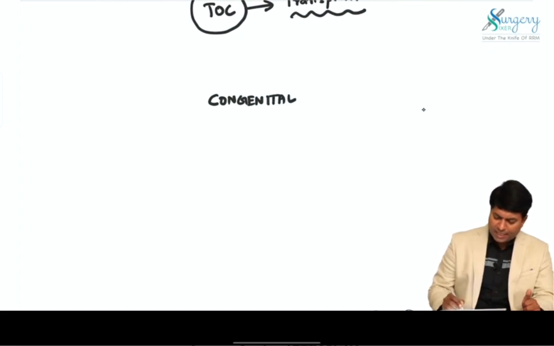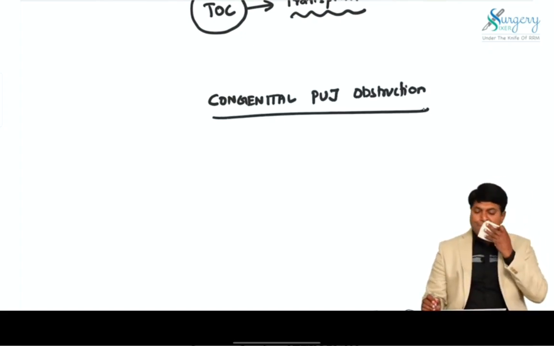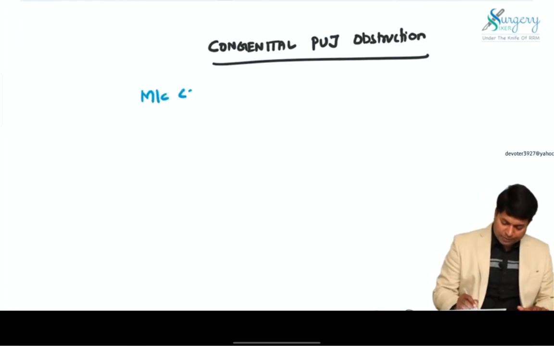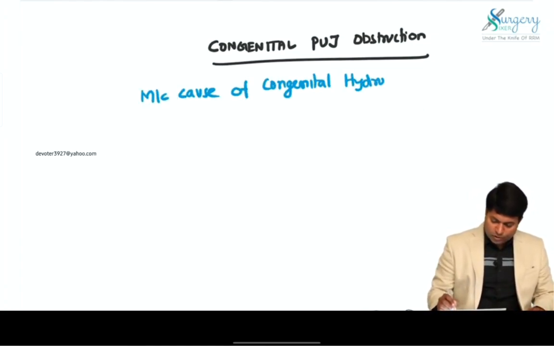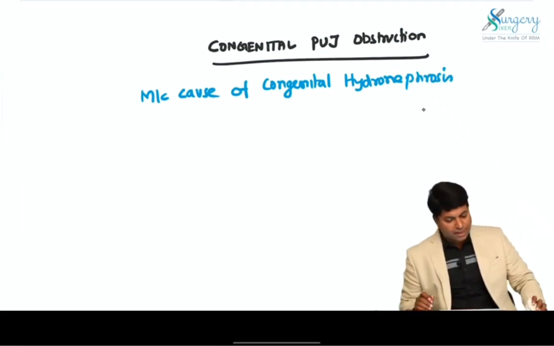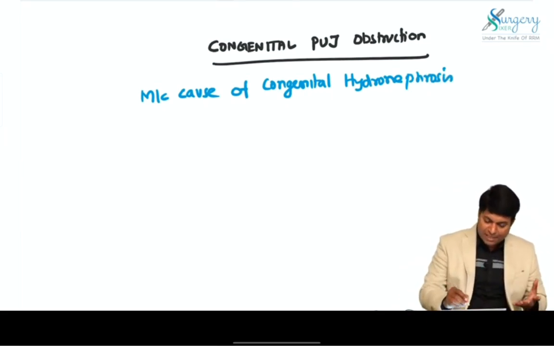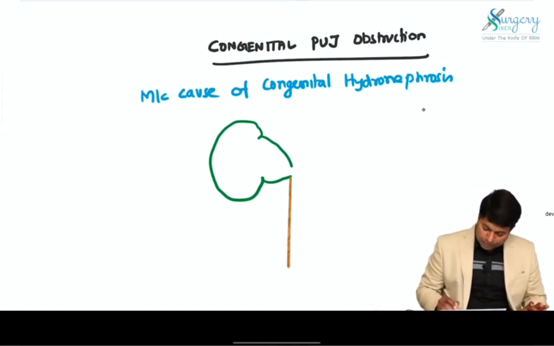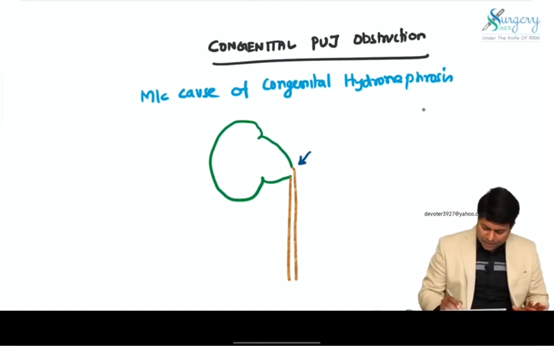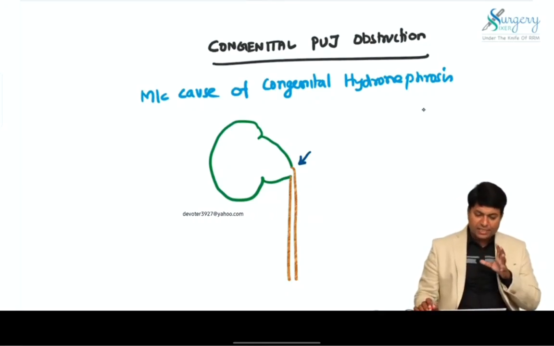So the next topic is congenital pelviureteric junction obstruction, common among males. The most common cause of congenital hydronephrosis is congenital pelviureteric junction obstruction. What happens here? We don't know the exact reason. There is some functional obstruction; there is no obstructive lesion at the level of the pelvis and ureter, but at this level there is an obstruction. That is what is known as congenital pelviureteric junction obstruction.